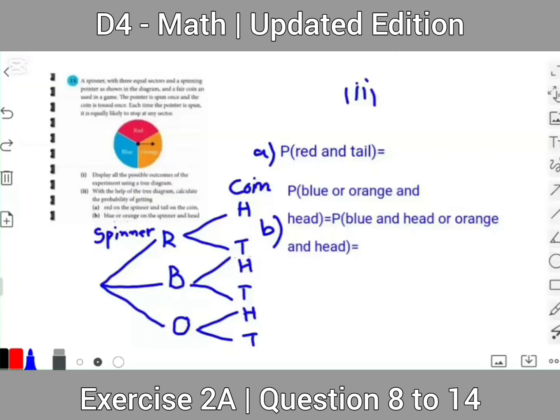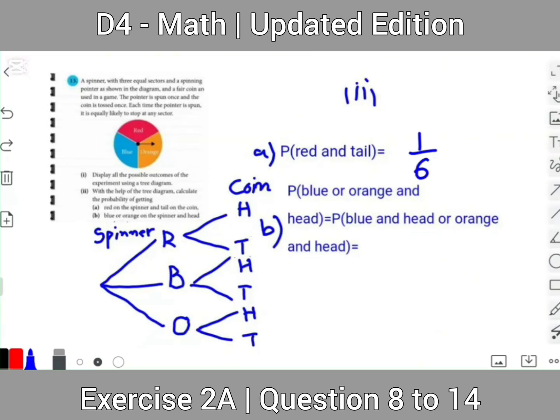Now in part 2, we have to find out with the help of the tree diagram the probability of getting red on the spinner and tail on the coin. So the probability for red and tail is 1/6, because here we have only one favorable outcome, and the total number of outcomes was 6. So the probability for red and tail is equal to 1/6.